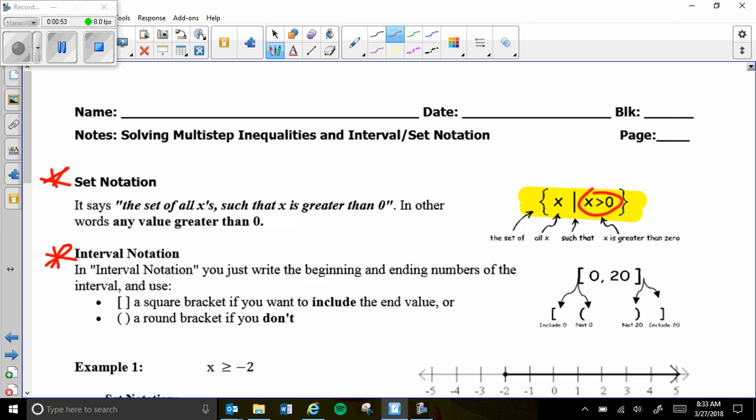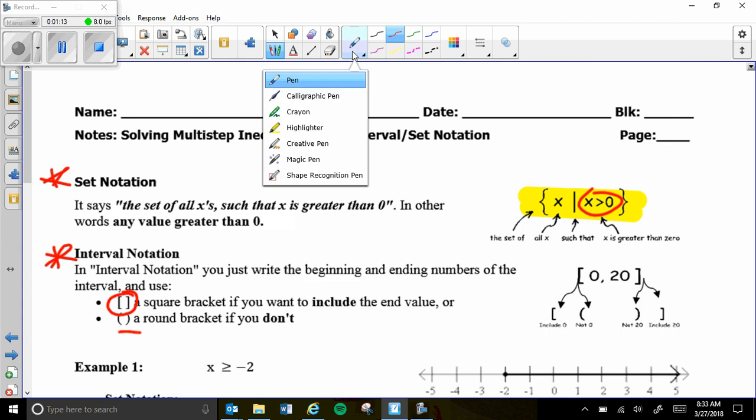And then the other one is interval notation, and this is where you write the beginning and ending numbers with a comma in between, and then you use a square bracket to indicate that if it's a closed circle or the number is included, we use a bracket. And then we use a parentheses if it's an open circle, which means that the number is not included.